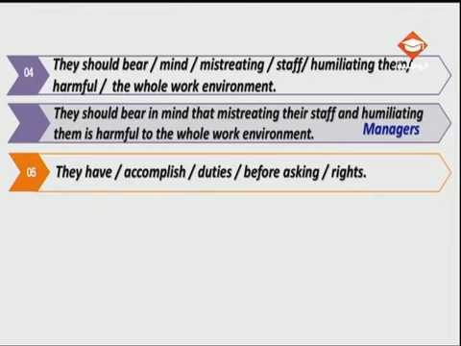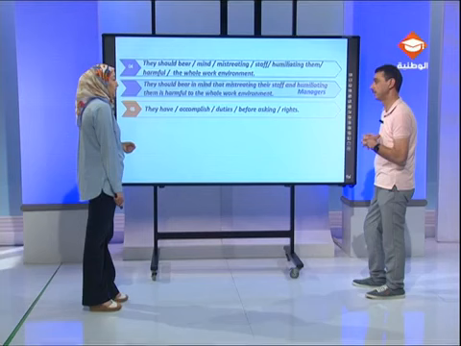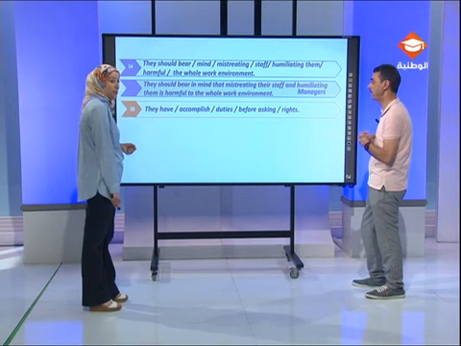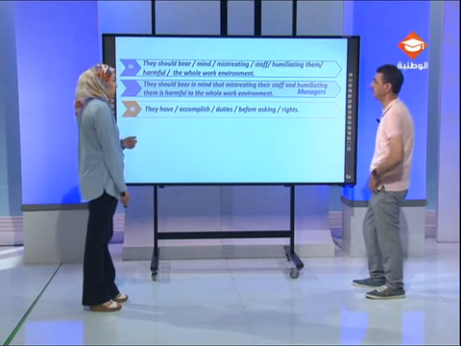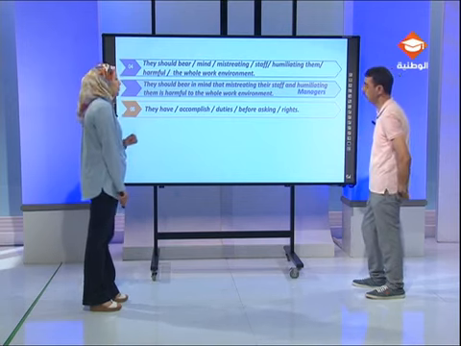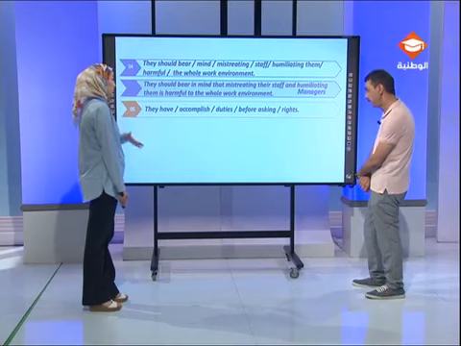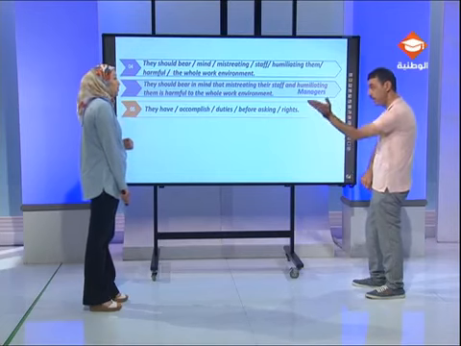They have to accomplish their duties before asking for their rights. That's important because many employees make the mistake of asking for rights and ignoring their duties, and not only in working environments. It's a problem nowadays. So there is a problem of people asking for their rights, forgetting about their duties. Yeah. So it's a kind of moral decline in certain communities or societies.